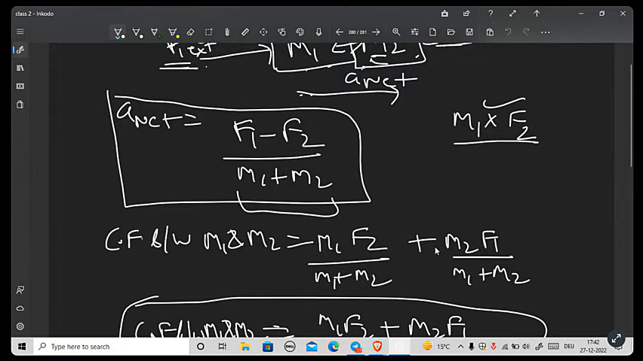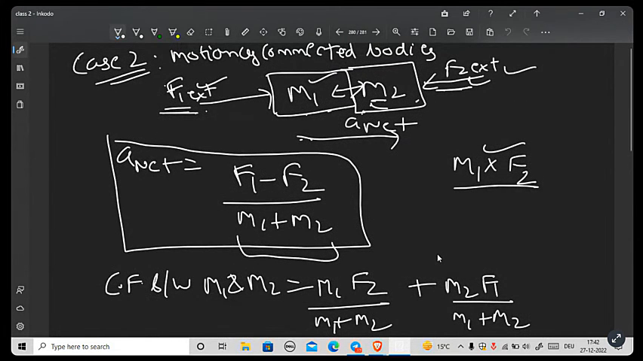Similarly, if I want to calculate contact force between M1 and M2, obviously it will have to be with respect to both the blocks. ठीक है, M1 के respect में भी देखेंगे, M2 के respect में भी देखेंगे. So we have to see this diagram with respect to both the blocks. So with respect to M1, the contact force is this. Now with respect to M2, what will it be? It will be M2 into F1, because F1 is not acting directly on M2.